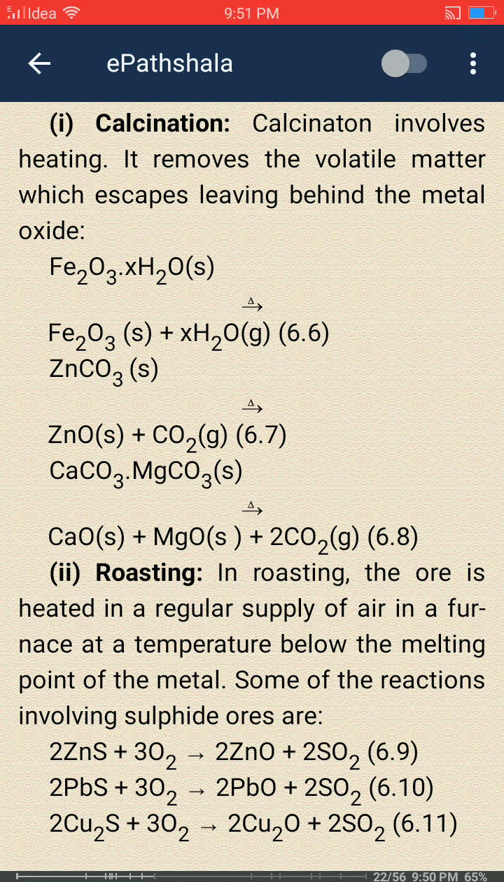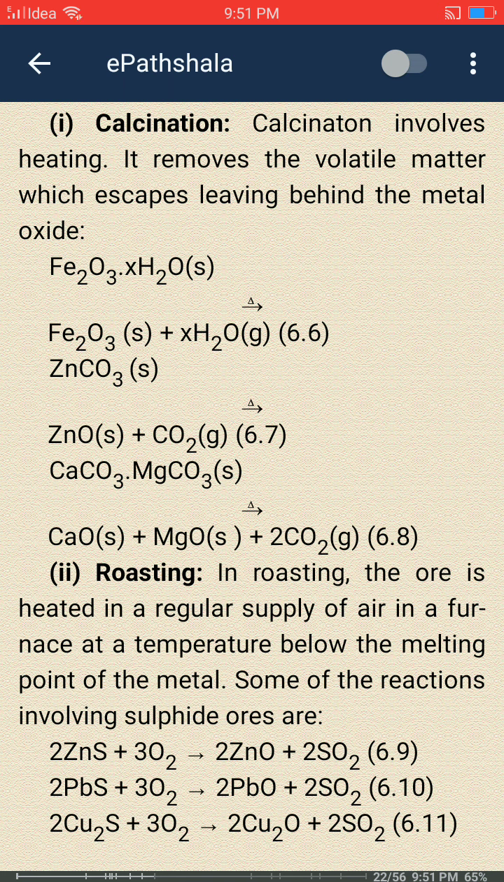So Fe2O3·xH2O is a concentrated ore. When we heat it, what is happening there? Iron oxide, that is Fe2O3, is left behind. So that volatile matter will escape out from this concentrated ore.